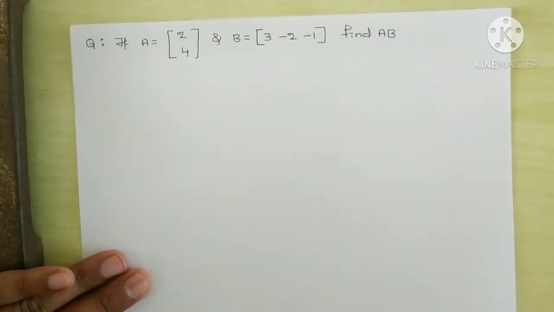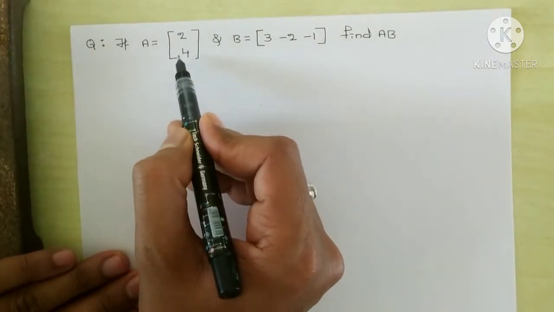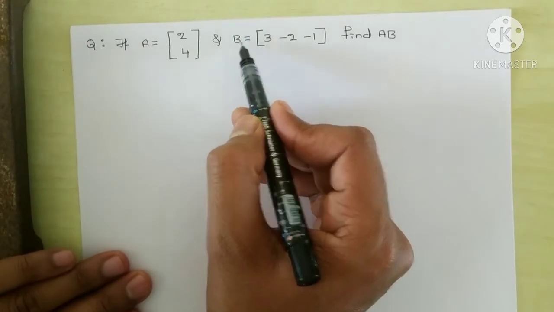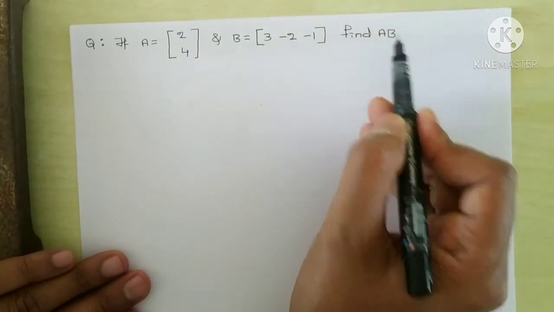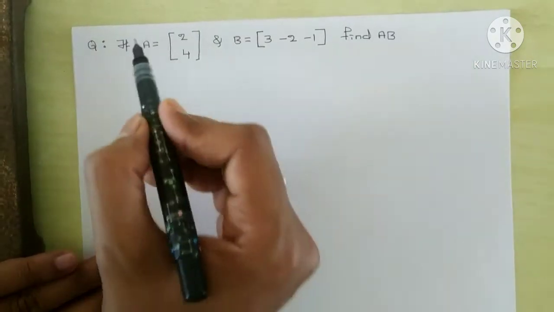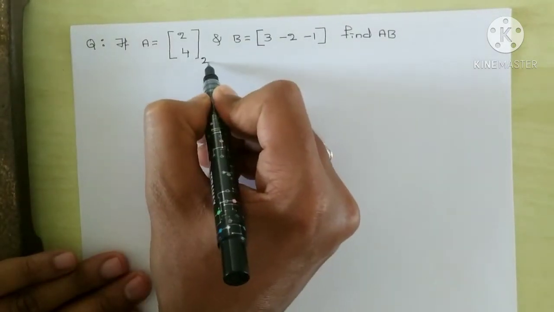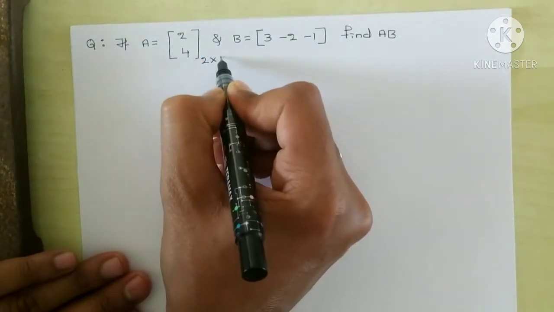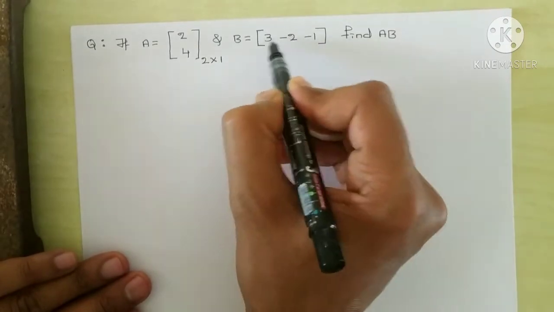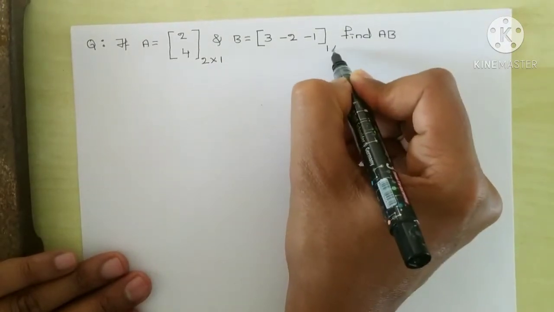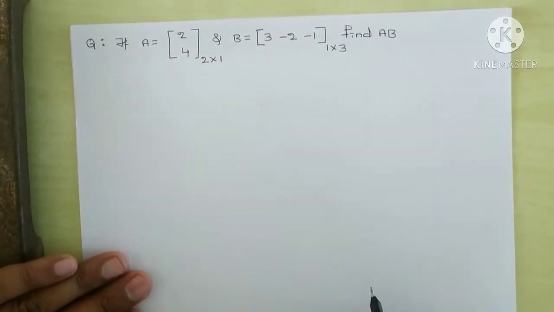Next example. If A is equals to first row 2, second row 4, B is equals to first row 3 minus 2 minus 1, find A into B. So first matrix, what is the order? How many rows? 2 rows. How many columns here? Only 1 column. Second matrix, how many rows? Only 1 row. But how many columns here? 3 columns. So here 3 columns.